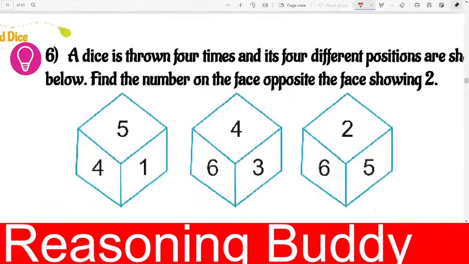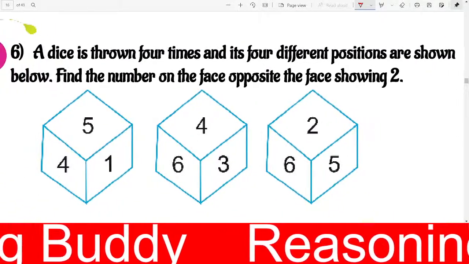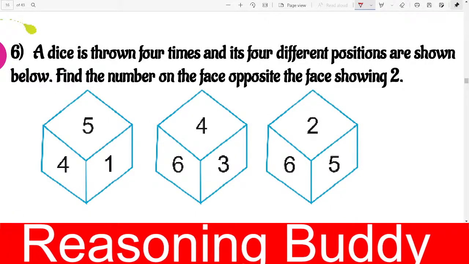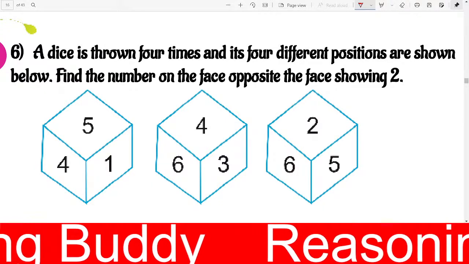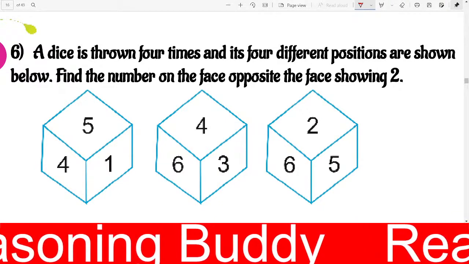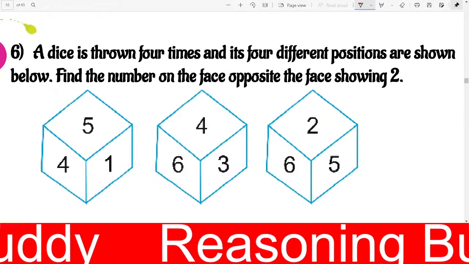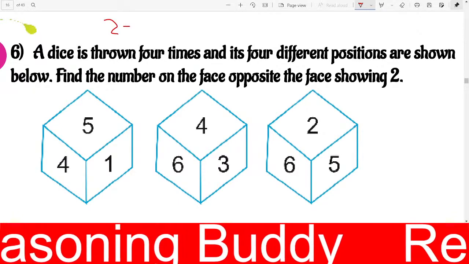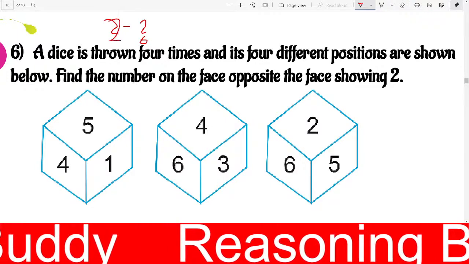So next, a dice is thrown 4 times. I think you can see the question clearly here. A dice is thrown 4 times and 4 different positions are shown below. Find the number on the face opposite the face showing 2. So here they are asking indirectly the opposite face for 2.